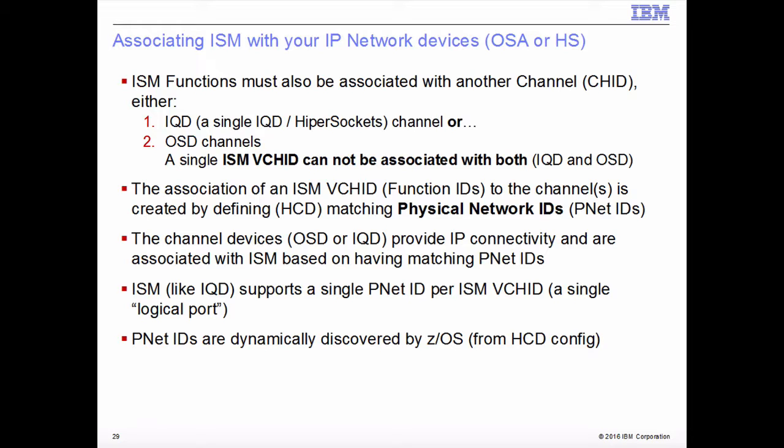ISM, like IQD, supports a single PNet ID, so you can't have different PNet IDs. Once I design a logical network identifier, it must be the same for everything on that entire CHID. All FIDs would have that same identifier. It's viewed as having the concept of one logical port, and the PNet IDs are associated with a port. So one name for the entire CHID.